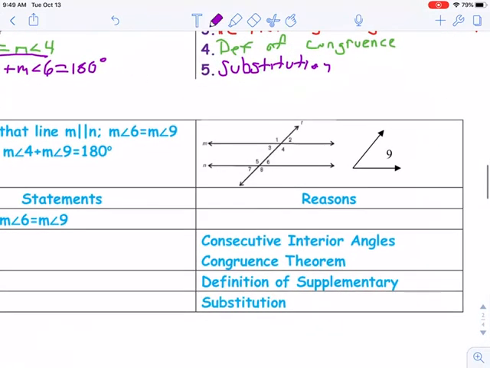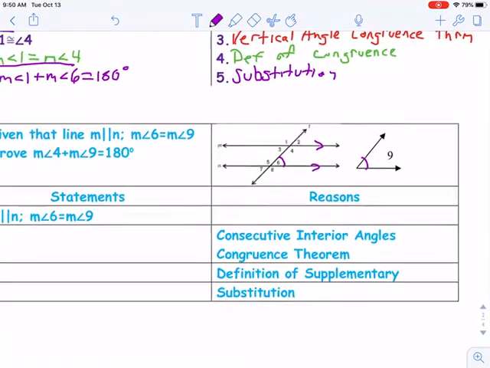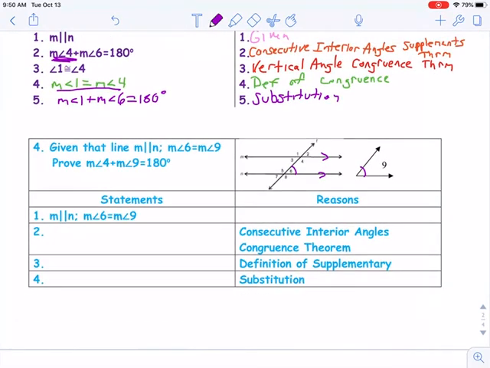So lines are parallel, and 6 and 9 have equal measures, so I'm going to put the arc marks, and that's given. So again, this time, being a little bit more tedious, we're going to say, well, angle 4, because again, use reverse engineering. How do I know? Let me just write it like this. Angle 4 and angle 6 are supplementary.